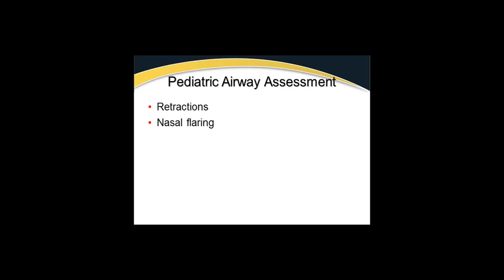Additional things we may see on the pediatric patient: retractions. Now, retractions isn't only a pediatric thing. Sometimes it's the very thin adults as well. But retractions are the soft spots in between the bones around the chest that don't necessarily stay where they're supposed to.